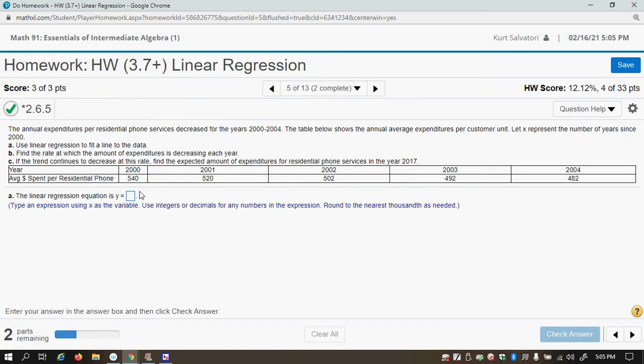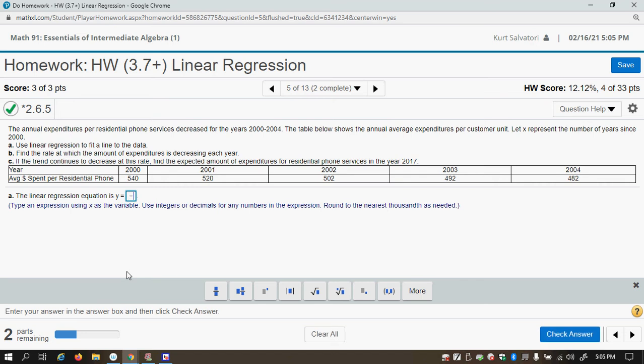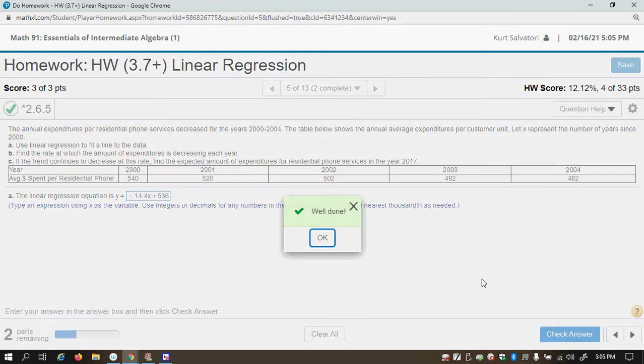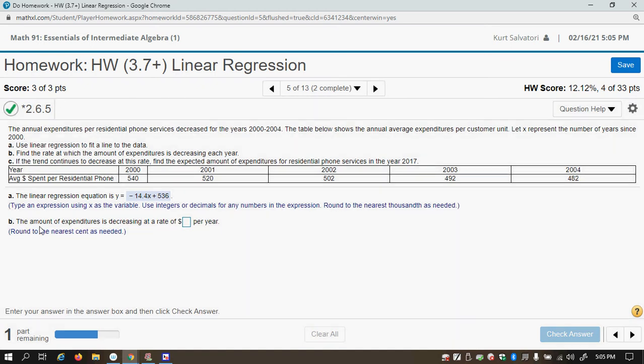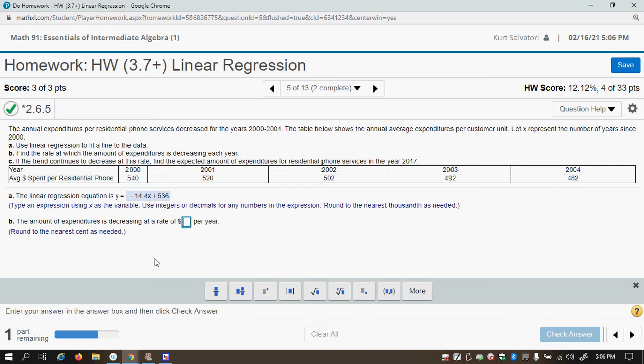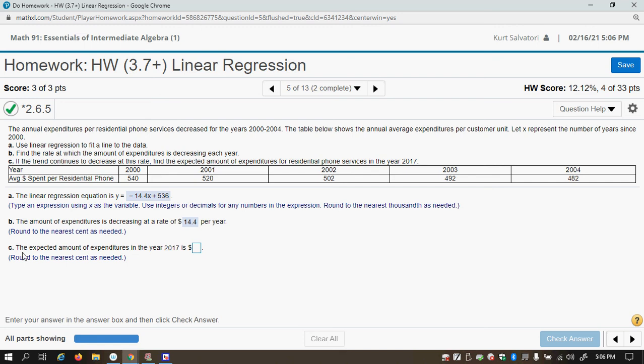So I'm going to find that. Here it is, and I'm going to type it in. Negative 14.4 x, and then plus the b, which was 536. So there's my equation. I check, and it says well done, so I got that right. Then it says the amount of expenditure is decreasing at a rate. They're asking you to choose which one of these two numbers is the rate. Well, rate represents the slope, so we're going to put in 14.4. Since they already said decreasing, I don't need to put in the negative sign.